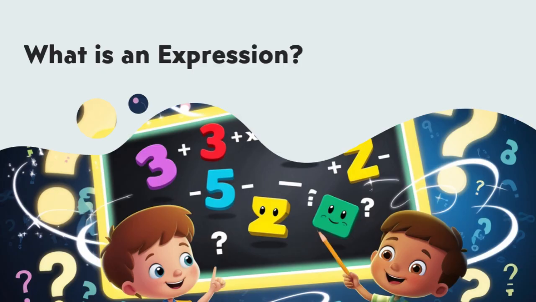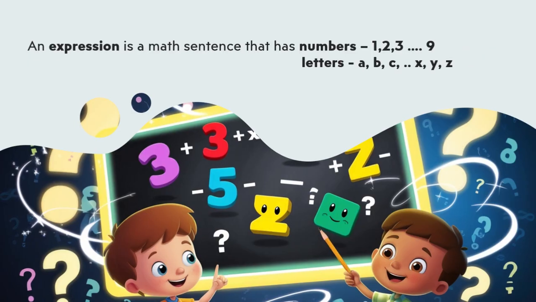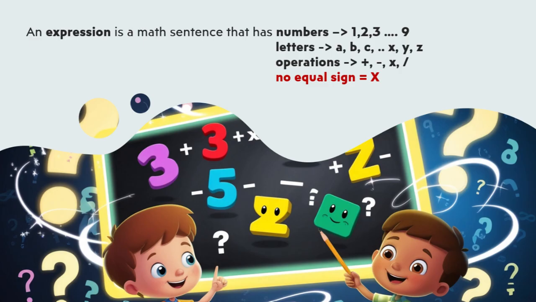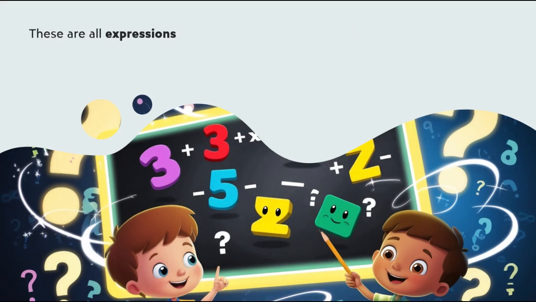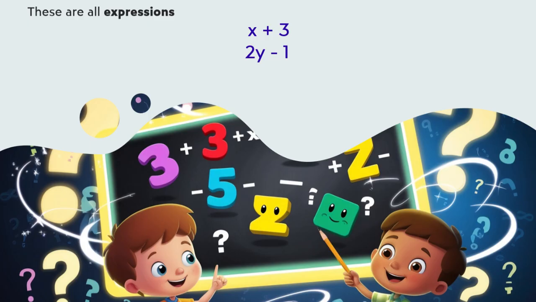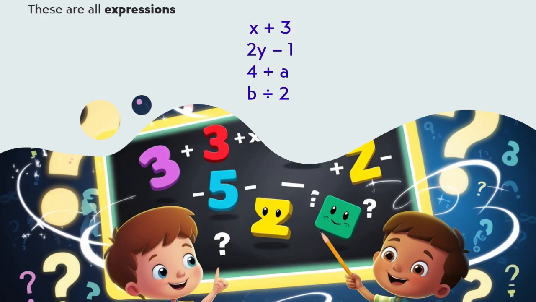What is an expression? An expression is a math sentence that has numbers, letters which are called variables, and operations like plus, minus, times, or divide. But no equal sign. These are all expressions. X plus 3. 2y minus 1. 4 plus a. b divided by 2. Little math stories waiting to be solved.